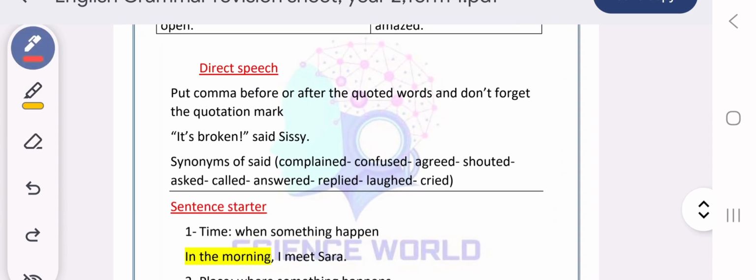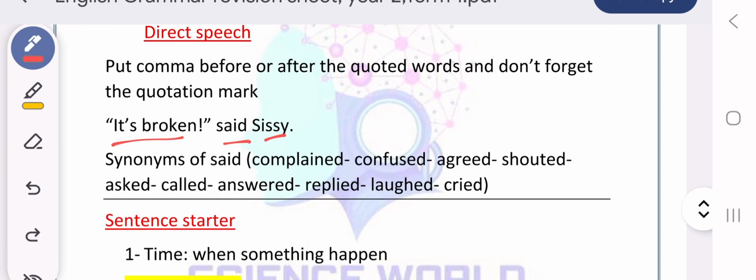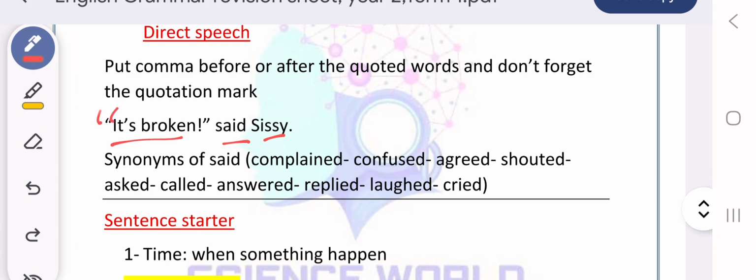Now let's talk about direct speech. Direct speech means someone said something and you want to tell us about it. So you will say, Sissy said, or said Sissy. And you are going to bring everything Sissy said. But before that, you have to put the quotation mark or the inverted comma.